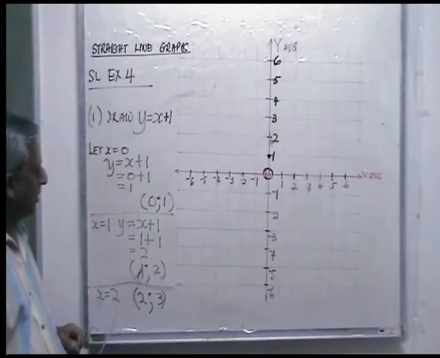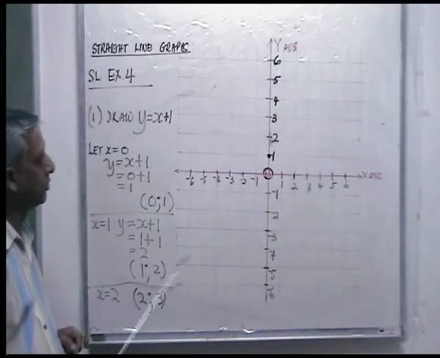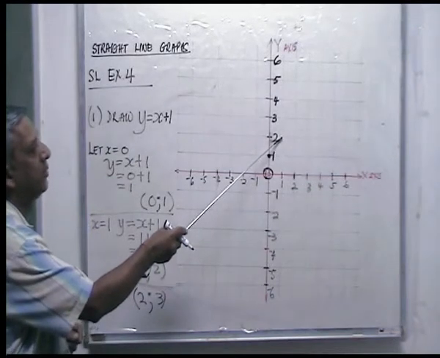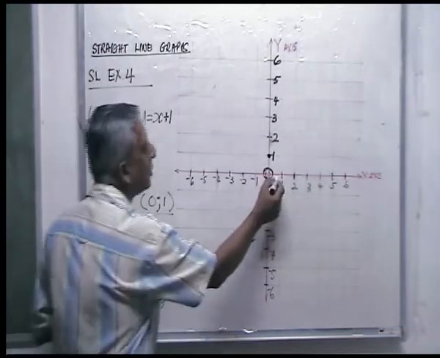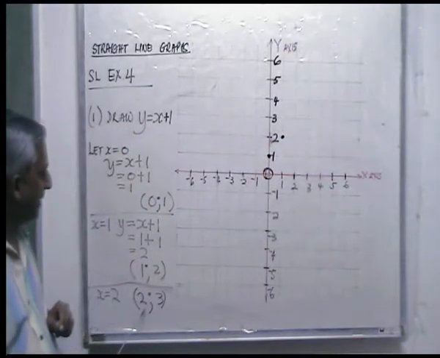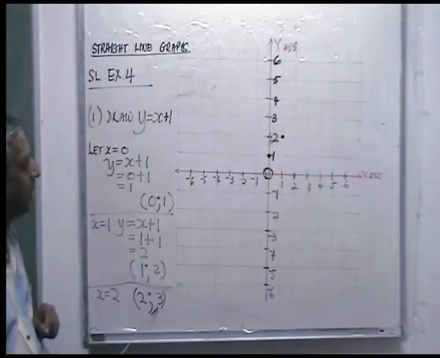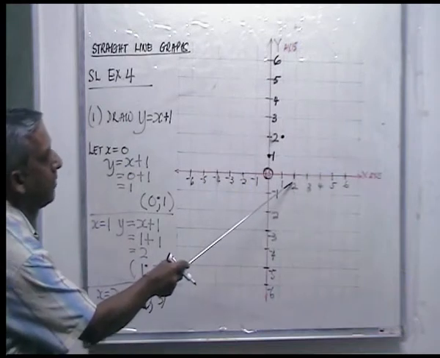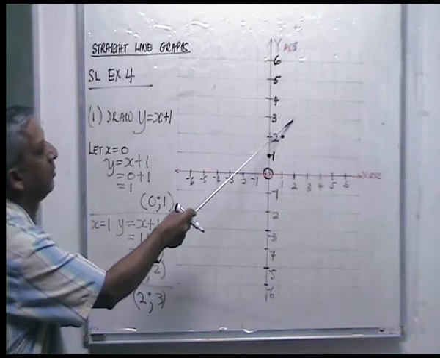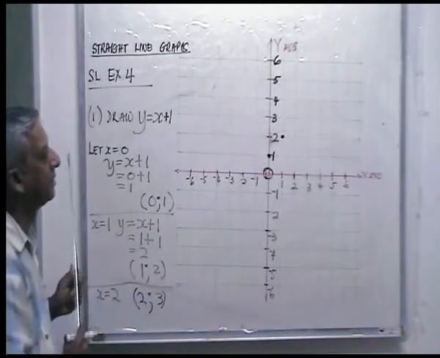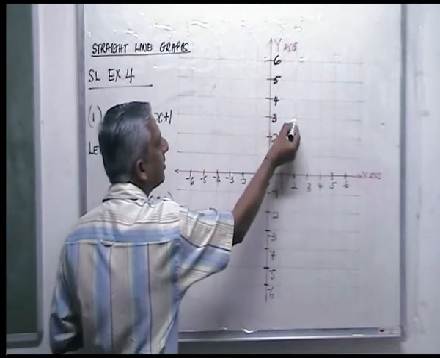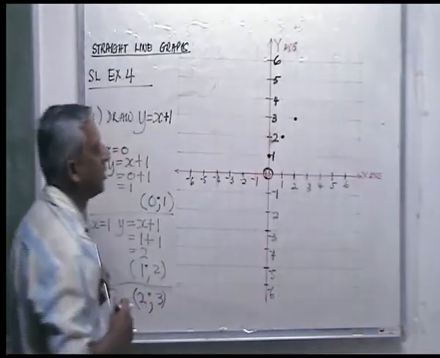Next, the ordered pair is 1, 2. Find 1, then go up 2 and put your dot there. So 1, 2, there's your dot there. And finally, 2, 3. There's your 2. And then after that, go up 3, there it is, and place your dot there. So there's 2, then just go up to 3 and place your dot there.